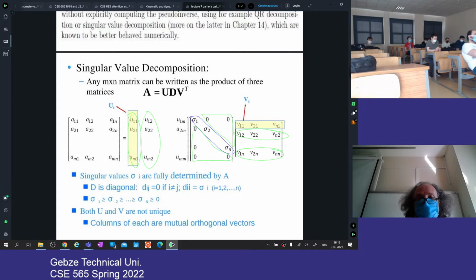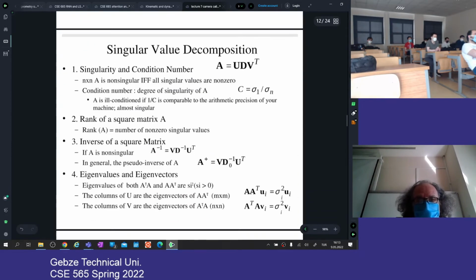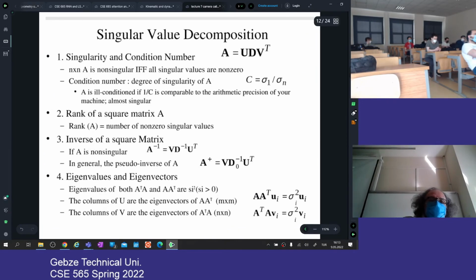Okay, good. So some nice features, but you might say, so what? What am I going to do with these features? And I'm going to tell you what you're going to do. There's singularity, or condition number.